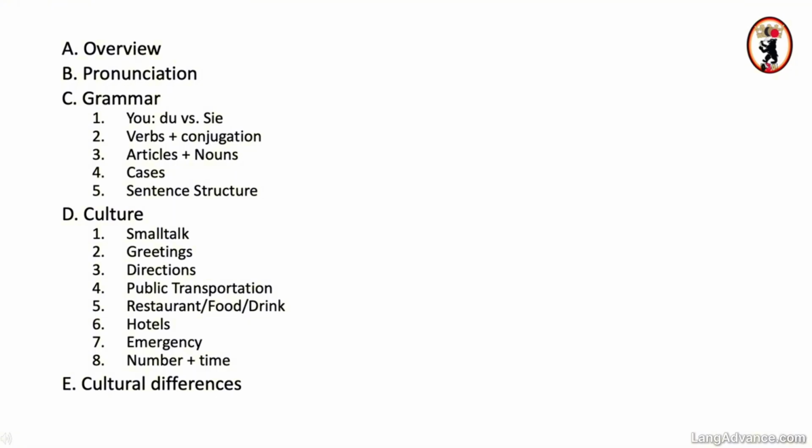Next, we will discuss different aspects of German culture. Here I concentrate on stuff and vocabulary that you might need on your trip. We will discuss small talk, greetings, directions, public transportation, restaurant, food, drink, hotels, emergency, and numbers and time. And lastly, I will talk a bit about cultural differences. Keep in mind, a significant aspect of language is always culture.